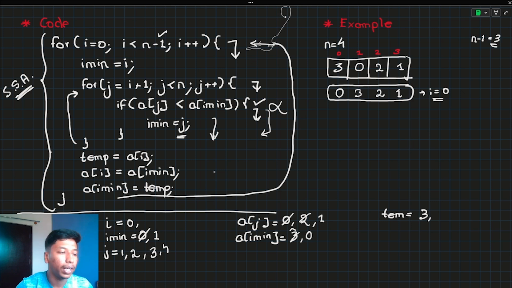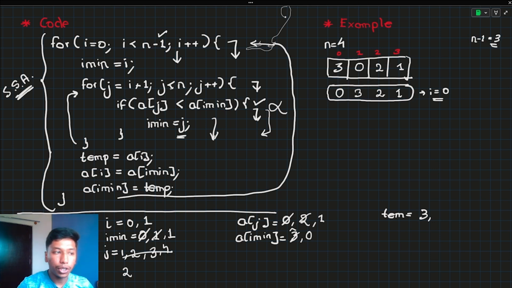Outer for loop. Now the I value will be incremented to 1. Again, we'll enter into the outer for loop. I min value will be set to the value of I. Now I min is again 1. We'll get into this. J value is 1 plus 1. Now j value is 2.